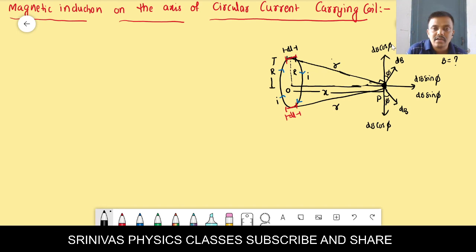You see that the dB cos phi components due to the two elements are in opposite directions, so they will cancel with each other, but the horizontal components dB sin phi and dB sin phi due to the two elements are along the same direction. Like that, if you take any two elements, their vertical components, meaning along the y-axis, will cancel because they are in opposite directions, and horizontal components never cancel with each other. Then due to the horizontal components the total magnetic field will be there.